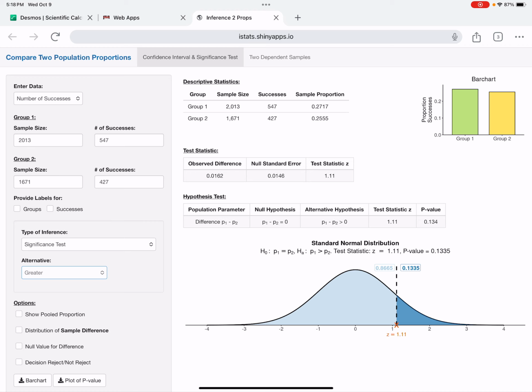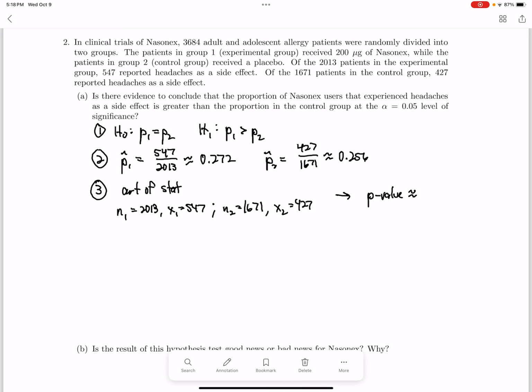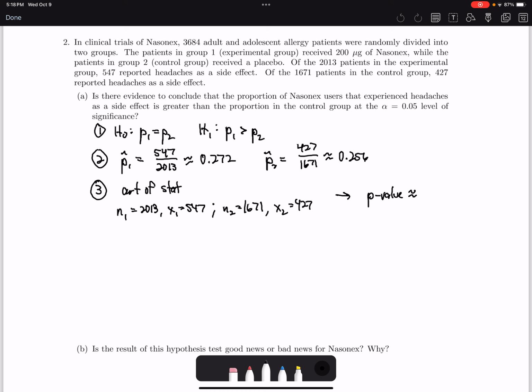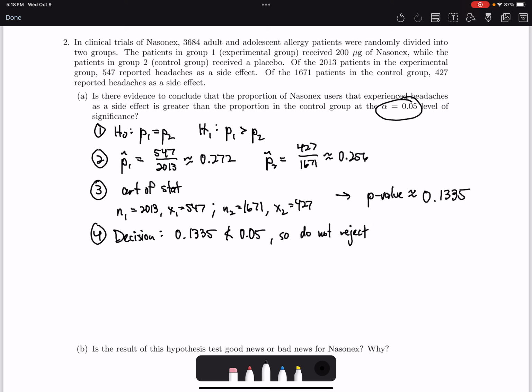Okay, so our p-value is approximately 0.1335. All right. That p-value is too large for us to reject the null hypothesis, right? It's not less than 0.05, which was our level of significance in this case. So do not reject H null.